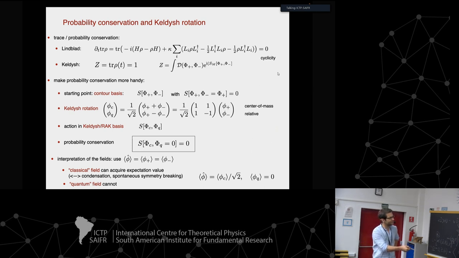In this sense, the expectation value of the field operator that indicates that a system is undergoing a condensation phenomenon will be related to the classical field expectation value here, while the quantum field cannot condense, because the expectation values of phi plus and phi minus will just exactly cancel each other. So this quantum field cannot condense.